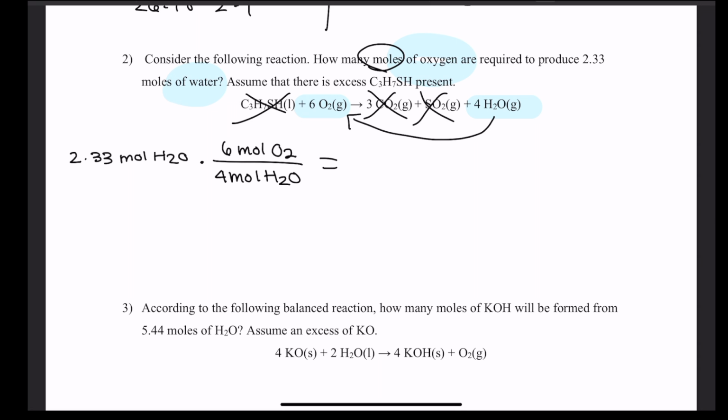So if we do 2.33 times 6 divided by 4, our answer should be 3.495. And here we're given 3 significant figures, so we cut it off right here. We have to round up, leaving us with 3.50 moles of oxygen.